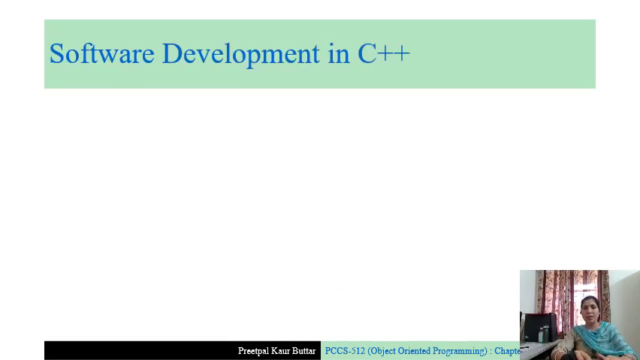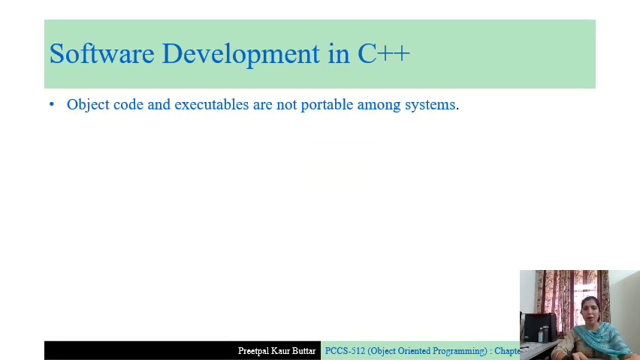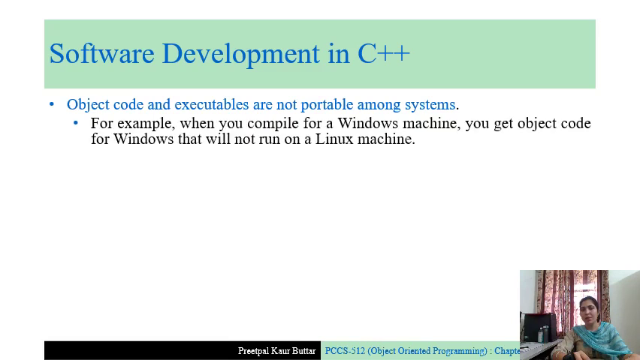So now we will understand some key concepts in the software development in C++. Object code and executables, that is .obj files and .exe files, are not portable among systems. What does this mean? This means that if you have created an .obj file or .exe file on a Windows machine, then this code will run only on the Windows machine. It will not run on a Linux machine. The reverse is also true. That is, if you create code for a Linux machine, it will run only on the Linux machine. It will not run on the Windows machine.